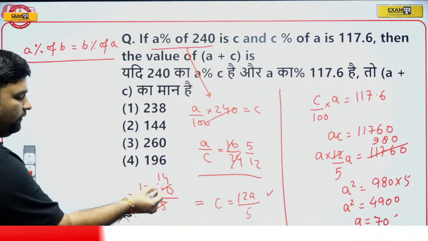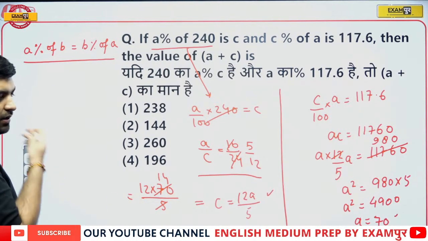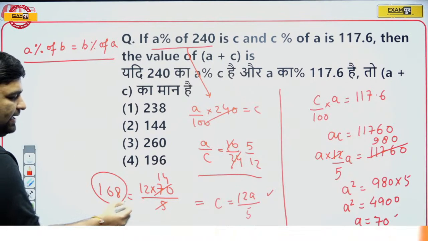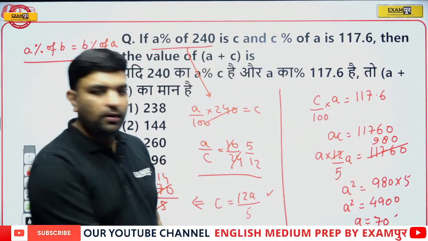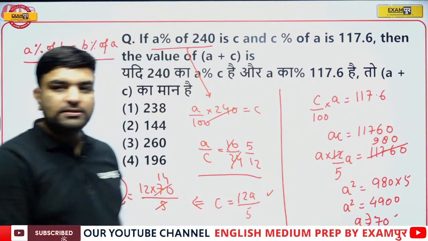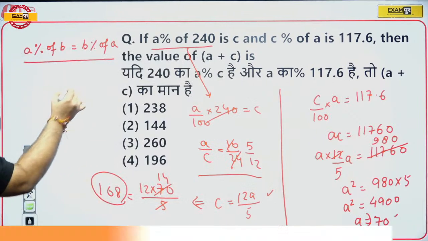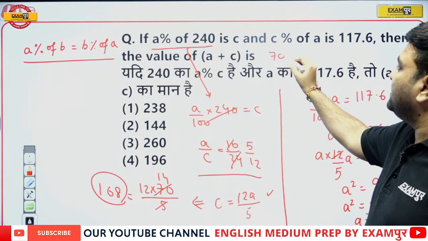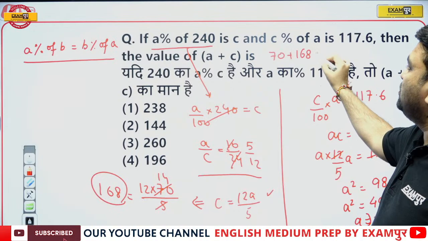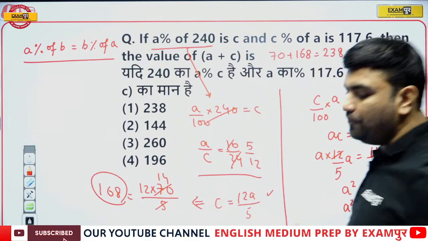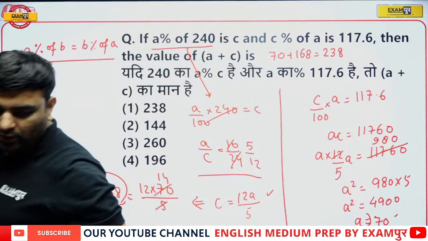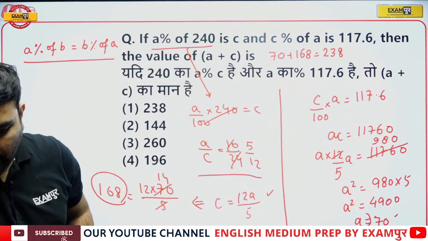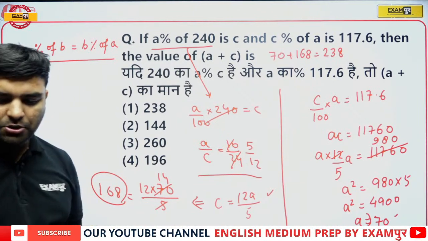If A is 70, then C is 12 into 14. 14 10s are 140, 14 2s are 28, 140 plus 28 is 168. A is known, C is also known. So what is A plus C? A plus C is 70 plus 168, 238. I think this is a very, very important question. Guys, what do you say? Very well made question.